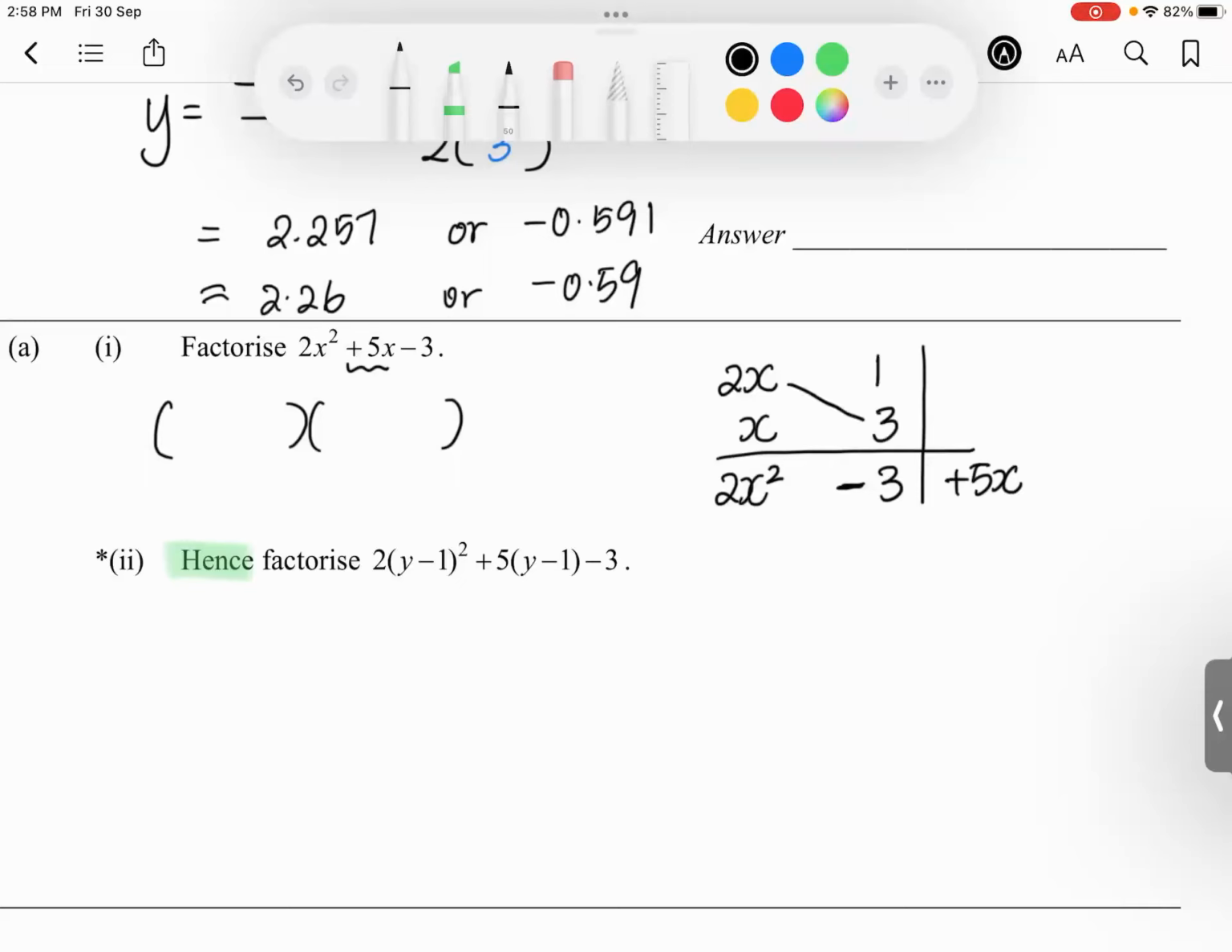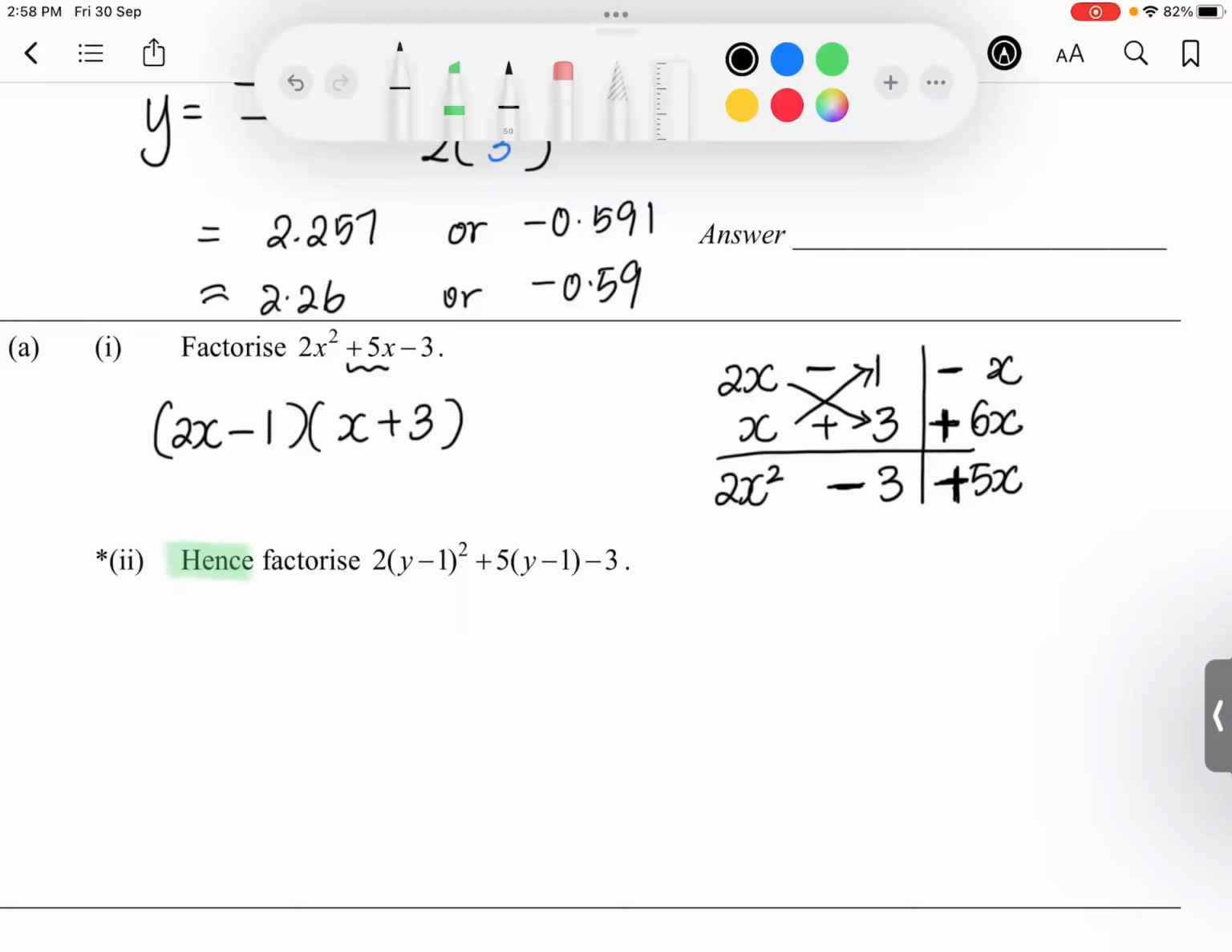So 2x times 3 is 6x. x times 1 is x. I want a positive 5x. The larger one gets the positive sign, the other one gets the minus. So 6 minus 1 will give me the number 5. So this one is minus, this is plus, and check the sign, this is negative. So here I get 2x minus 1, the other one will be x plus 3.